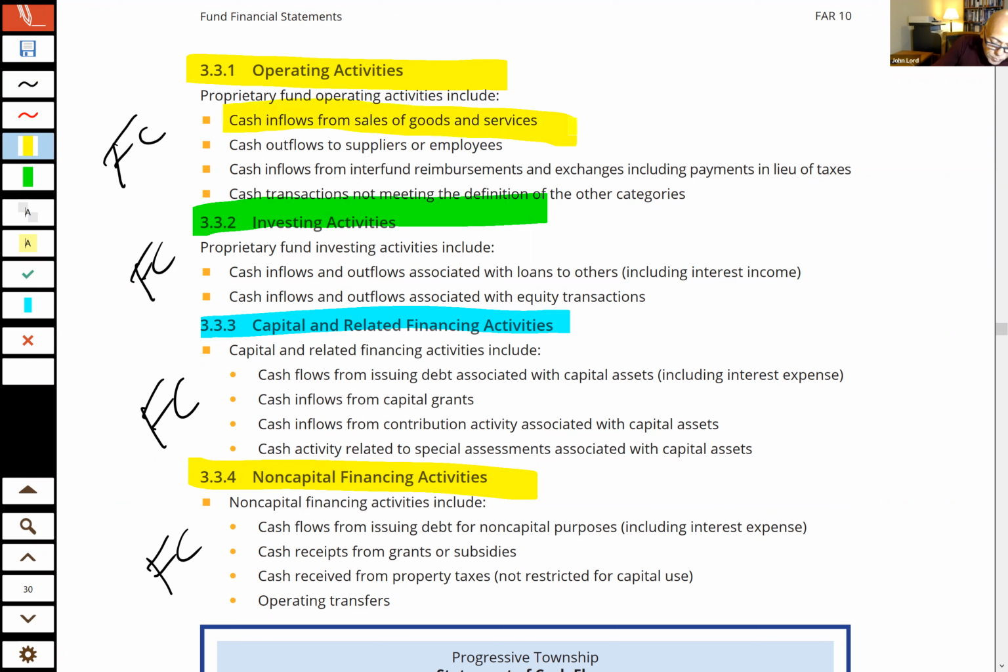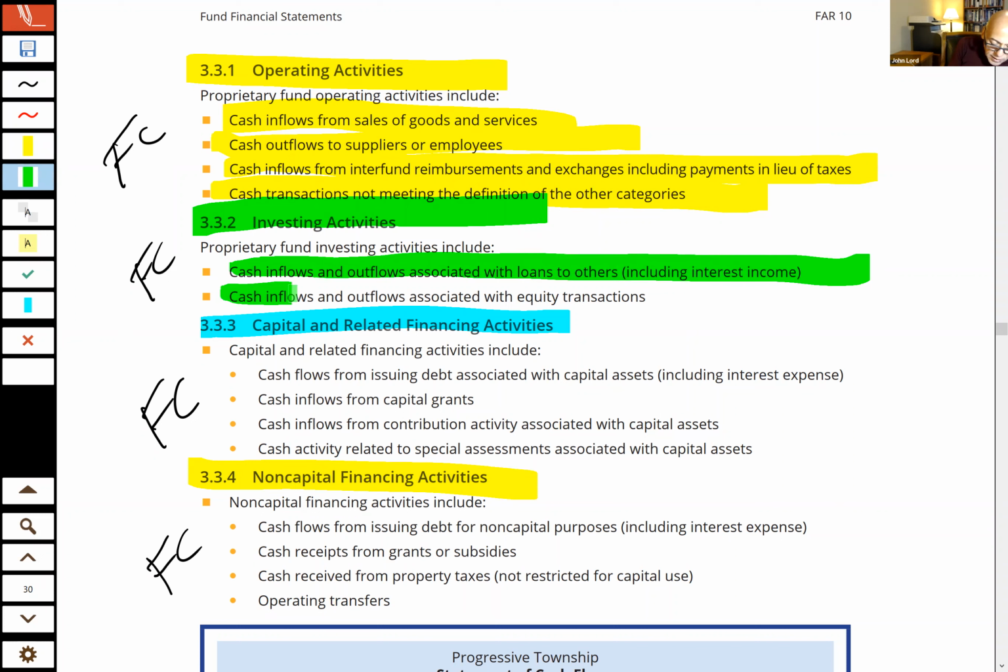Operating activities: cash flows from the sale of goods and services, cash outflows to suppliers or employees. That's very similar to commercial right there. Cash inflows from interfund reimbursement and exchanges, including payments in lieu of taxes. Cash transactions not meeting the definition of the other categories, sort of a catch-all. Investing activities, let's look at those. Cash inflows and outflows associated with loans to others. Cash inflows and outflows associated with equity transactions, although I don't think that you really have government entities issuing equity securities, but put it on the flashcard.